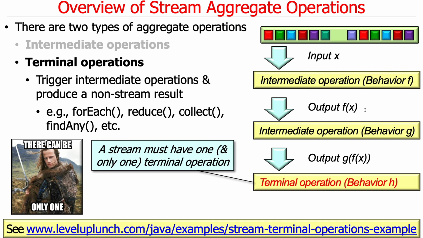Recall, as we talked about earlier, a stream must have one and only one terminal operation. There can be only one, for anybody here who's ever seen the famous movie The Highlander. So there can only be one terminal operation, and there must be one. If there's no terminal operation, the stream will never even run.